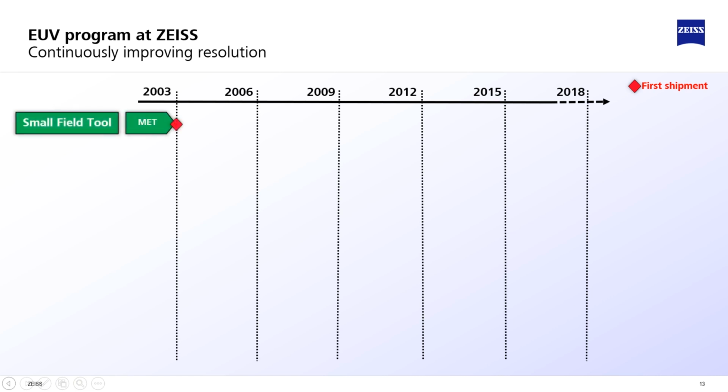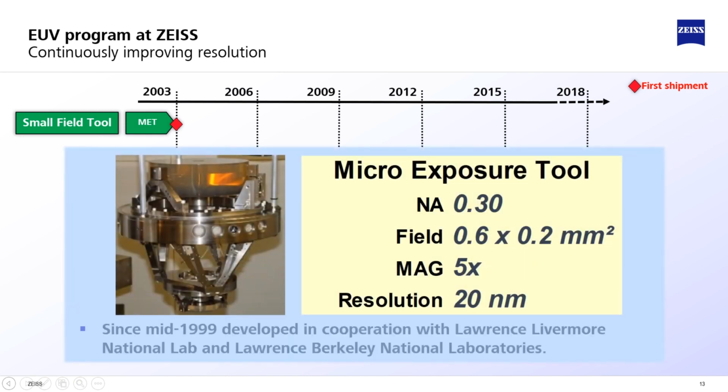Since mid-99, ZEISS then started to build the optics for a small field tool, the so-called MET. The MET was finalized in 2003. MET stands for Micro Exposure Tool, and it has its name because of the small field of 200 micrometers times 600 micrometers. The MET was built in cooperation with Lawrence Livermore National Lab and Lawrence Berkeley National Laboratories and has an NA of 0.3 and a magnification of 5x.